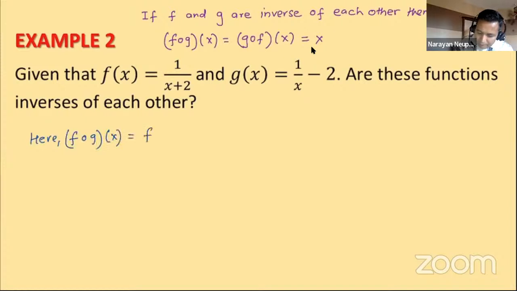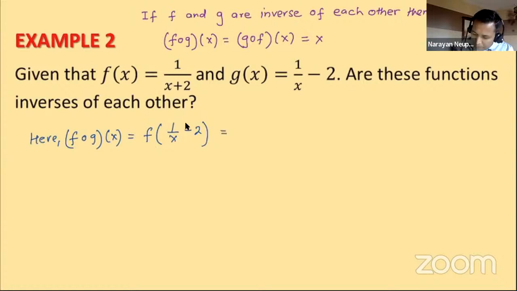f∘g of x is f of g of x. g of x is the inside function, and g of x is 1 over x minus 2. Now what we have to do is plug in this value, 1 over x minus 2, into the function f where there is x.